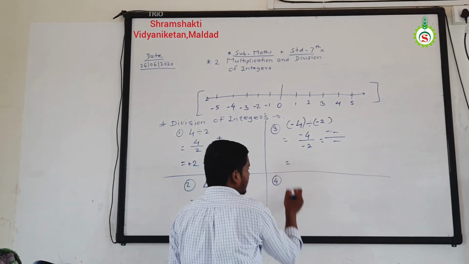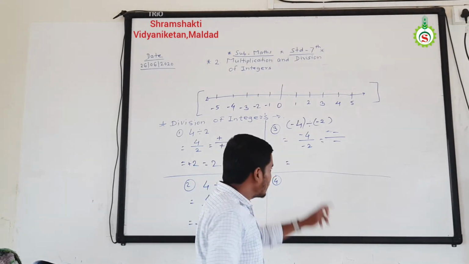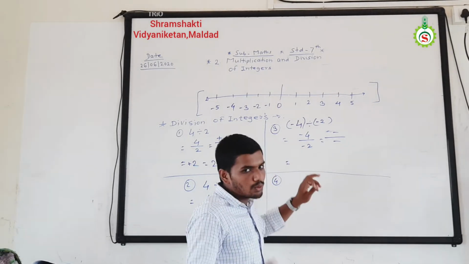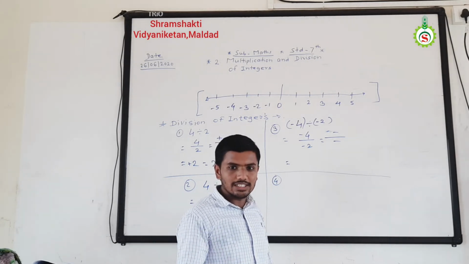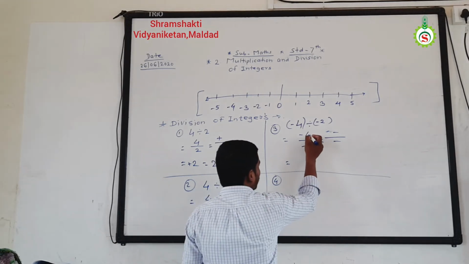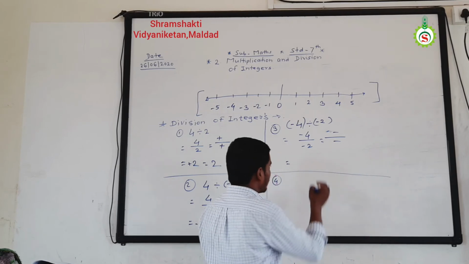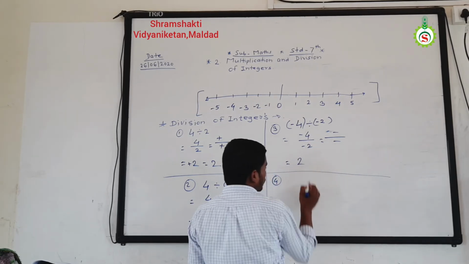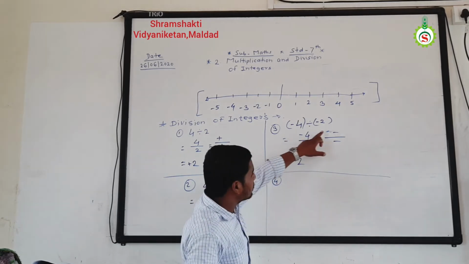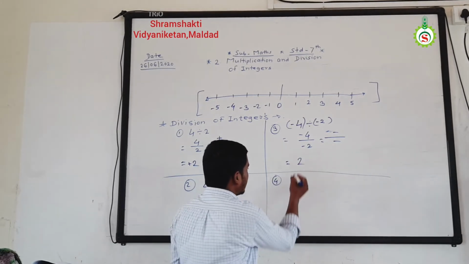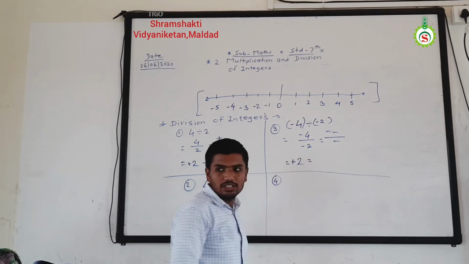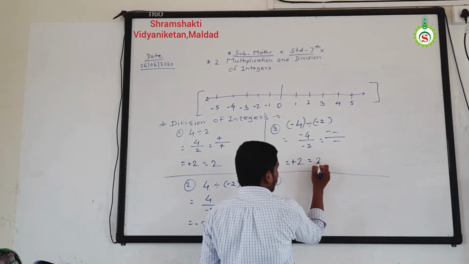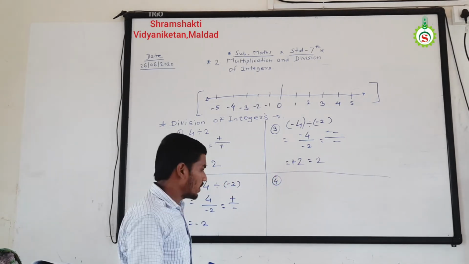And in the multiplication we have seen the rule: if the numbers having same sign, which sign do you give to the answer? Positive sign. So minus 4 divided by minus 2: 4 divided by 2 is 2, and both numbers having same sign, that's why which sign do you give to the answer? Positive sign. So plus 2 means you can write only 2 here.